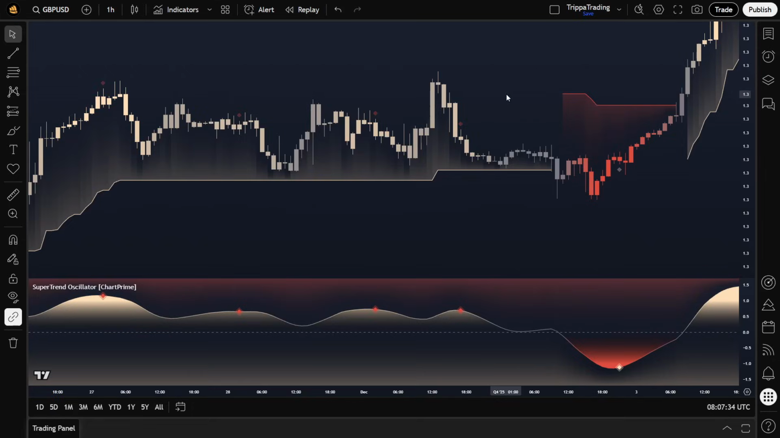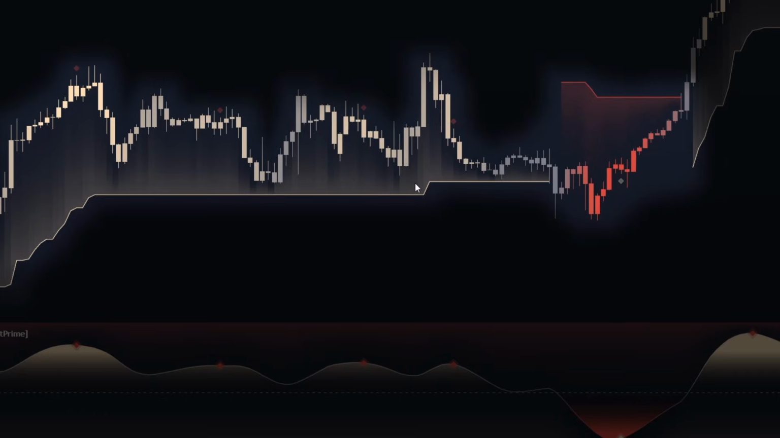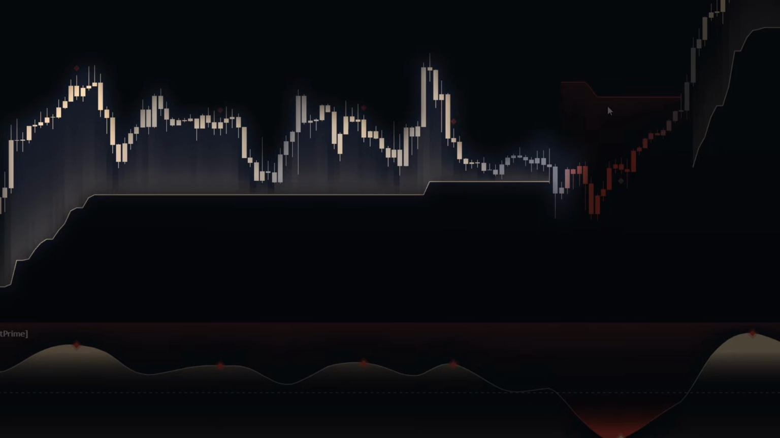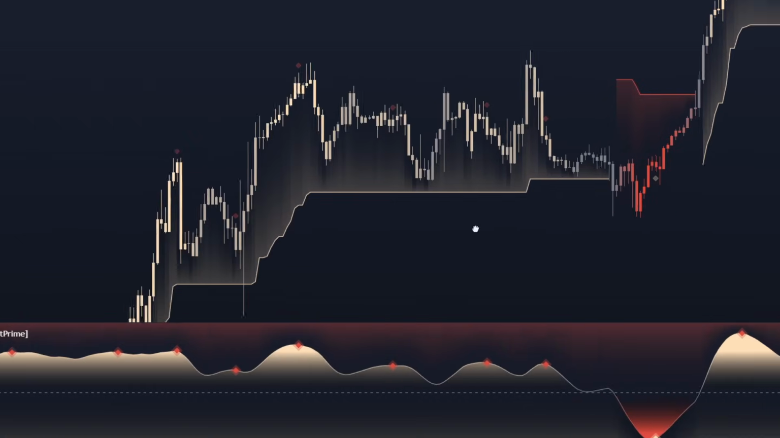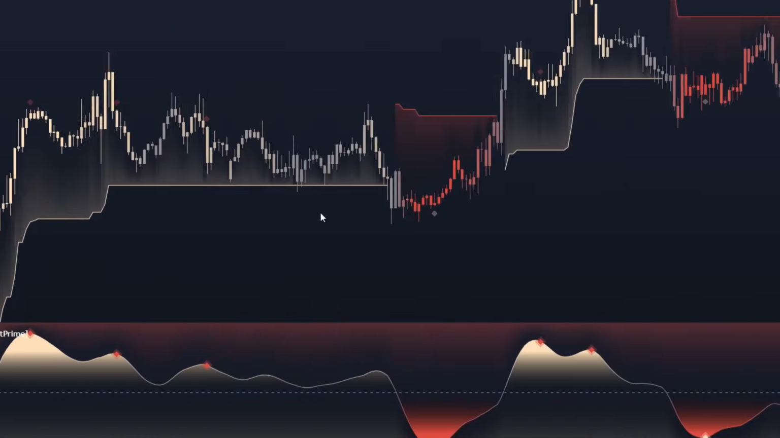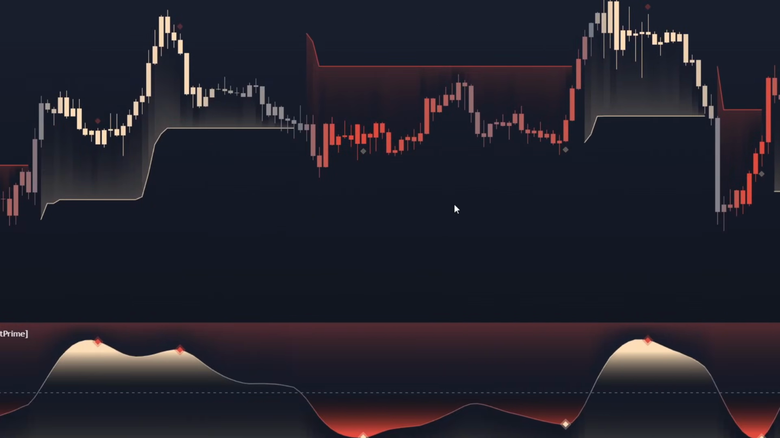As soon as it loads, two things change. On the main chart, you'll see a supertrend ribbon hugging price. In bullish phases, candles and the ribbon fade into a soft gray-yellow color, and in bearish phases, everything shifts red. That color blending lets you read trend and momentum directly on price without staring at extra lines.